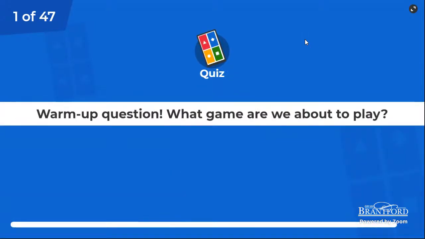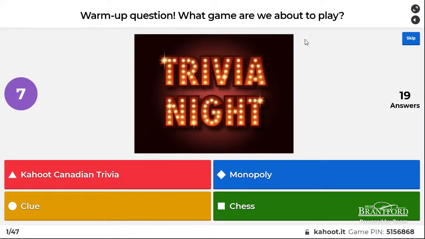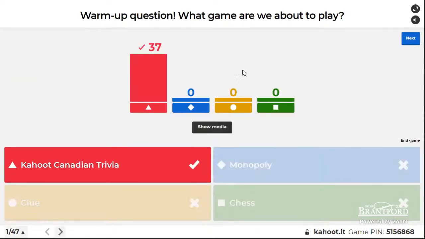What game are we about to play? Kahoot Canadian Trivia, Monopoly, Clue, or Chess? So again, use your phone, your device, and answer the question, see what we have. Yep, so it looks like we have 37 answers. Everyone got it right. And yeah, sorry, if you were going to answer Monopoly, you are in the wrong game. So moving on.